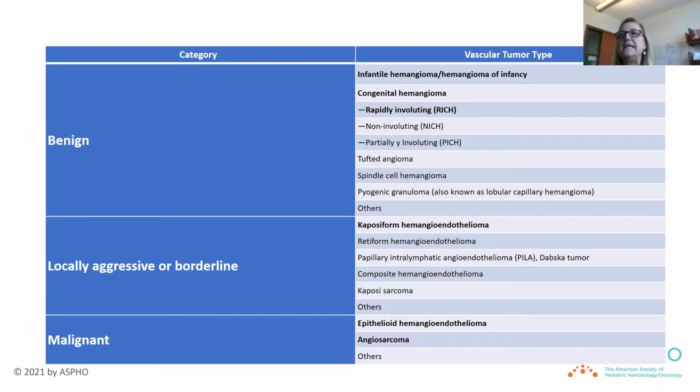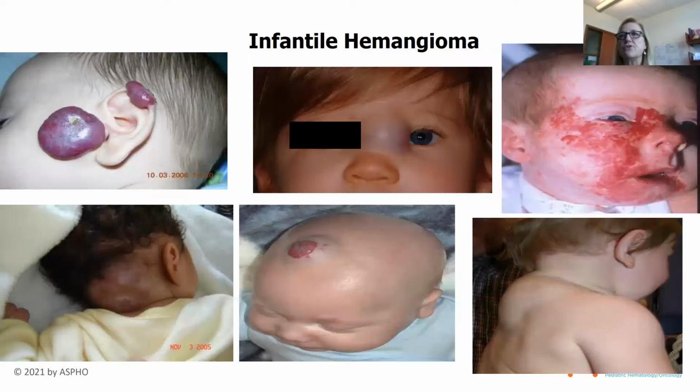And those include infantile hemangiomas, congenital hemangiomas, which are not infantile hemangiomas, and we'll talk specifically about rapidly involuting congenital hemangiomas. Kaposiform hemangioendothelioma, which is an intermediate risk malignancy, and also malignant vascular tumors such as epithelioid hemangioendotheliomas and angiosarcomas. So we'll talk about infantile hemangiomas first.